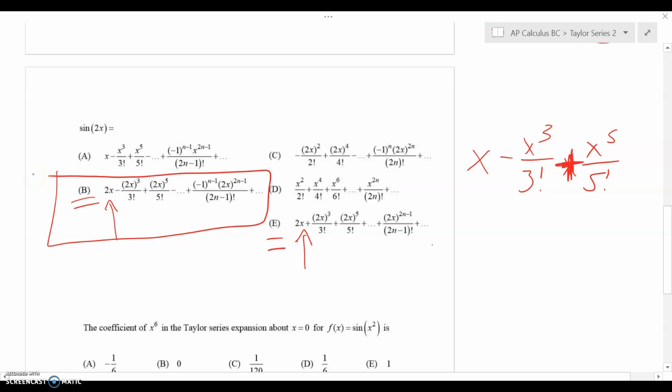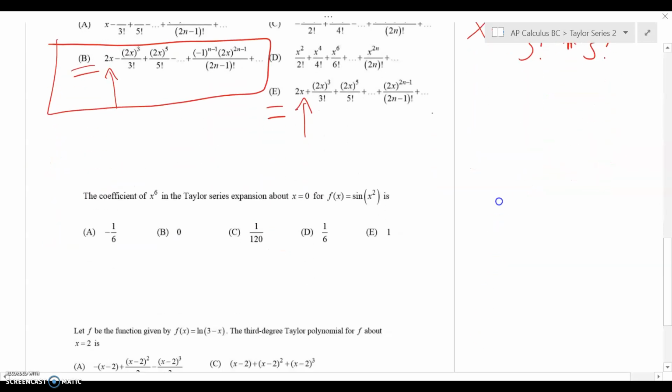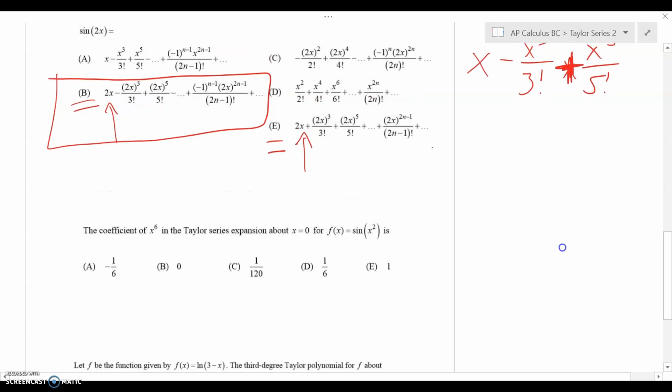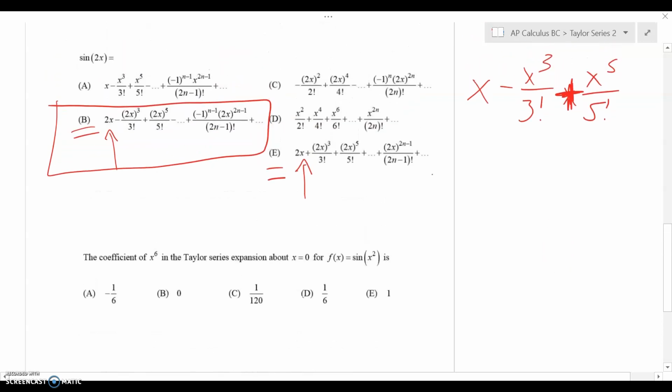So again, just taking the general template for sine and making an alteration. True of the next one as well. This one is a little trickier, and I'm going to keep this expression up here. They're asking for the coefficient of x to the 6th, which there is no x to the 6th term in regular sine, but they're expecting that you make the recognition that we're plugging in an x squared.